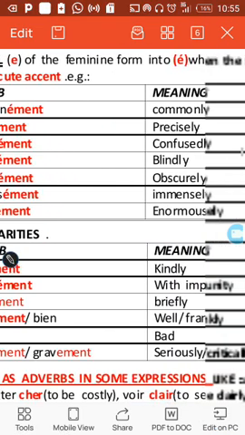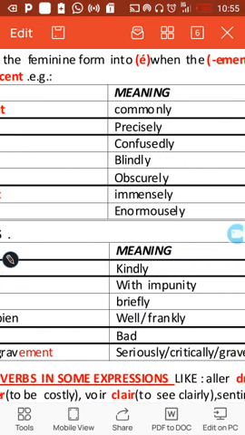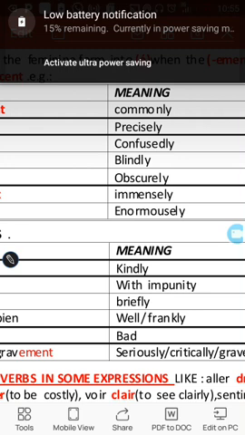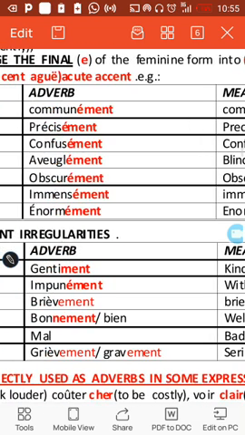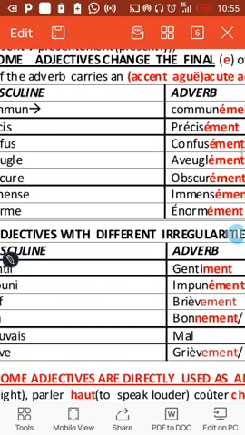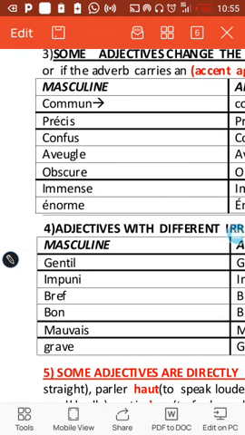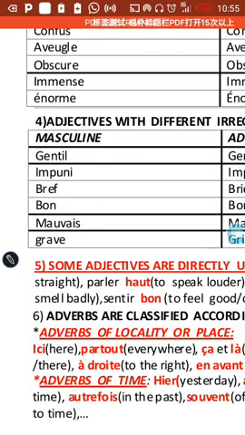Adverb of locality or place. You have ici, here; partout, everywhere; ça et là, here and there; avant, in front of; devant, in front of; derrière, behind. These talk about place.